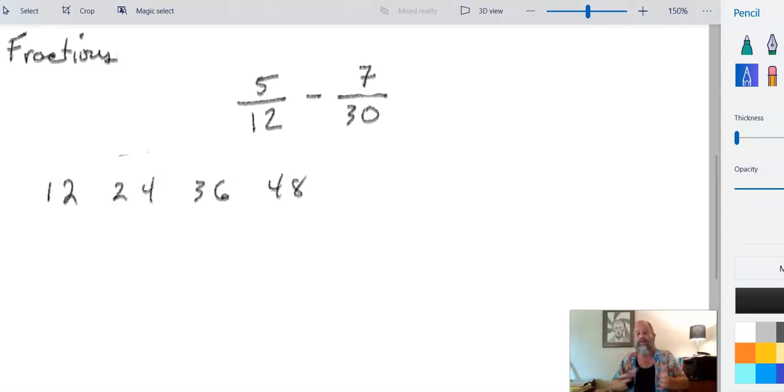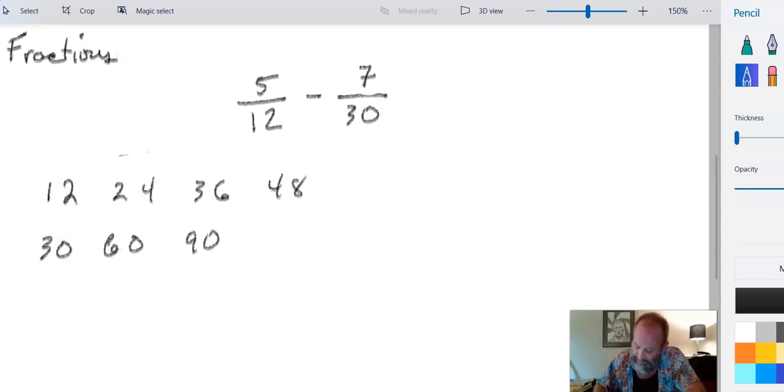And basically what I'm doing is I'm going to keep going on both of these until I have a multiple that's in both lists. 30, we'll go from 30, let's see, 60, 90, 120. Okay, so I'm not seeing any matches here, so we're going to have to keep going. The next one would be 60. Oh, there we go. There's our match.